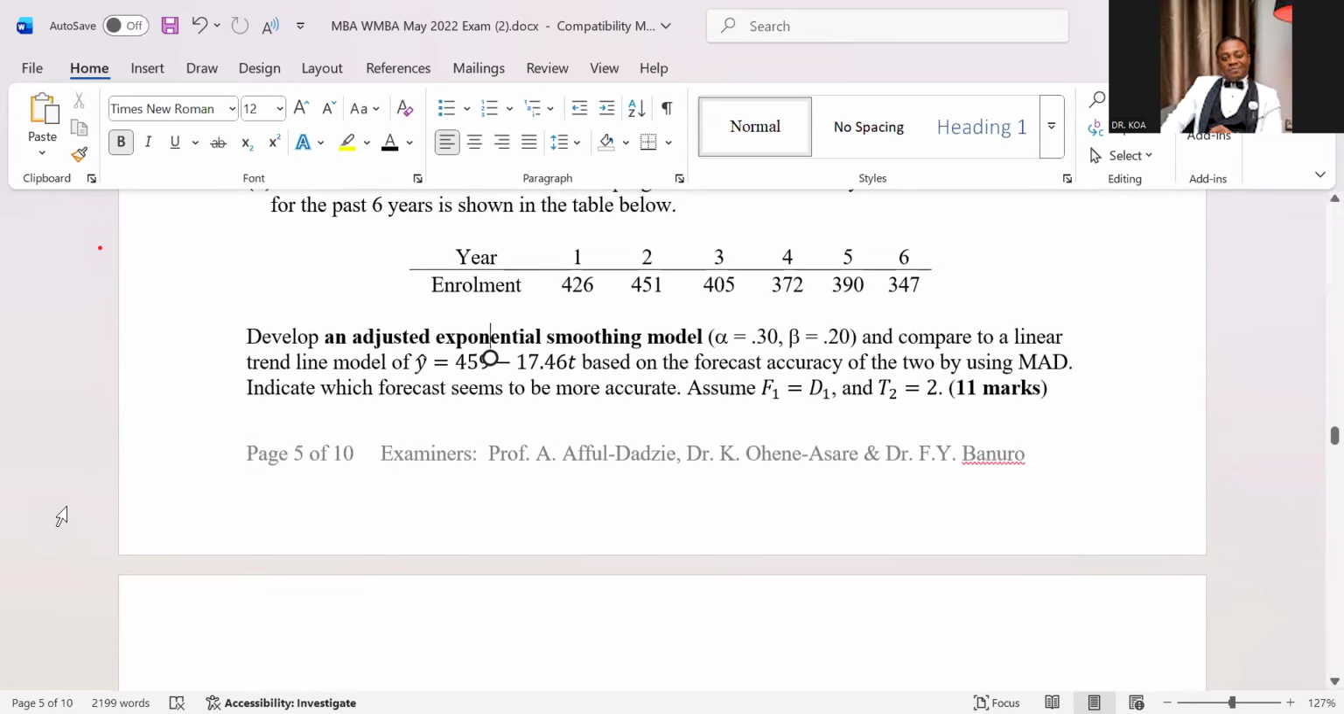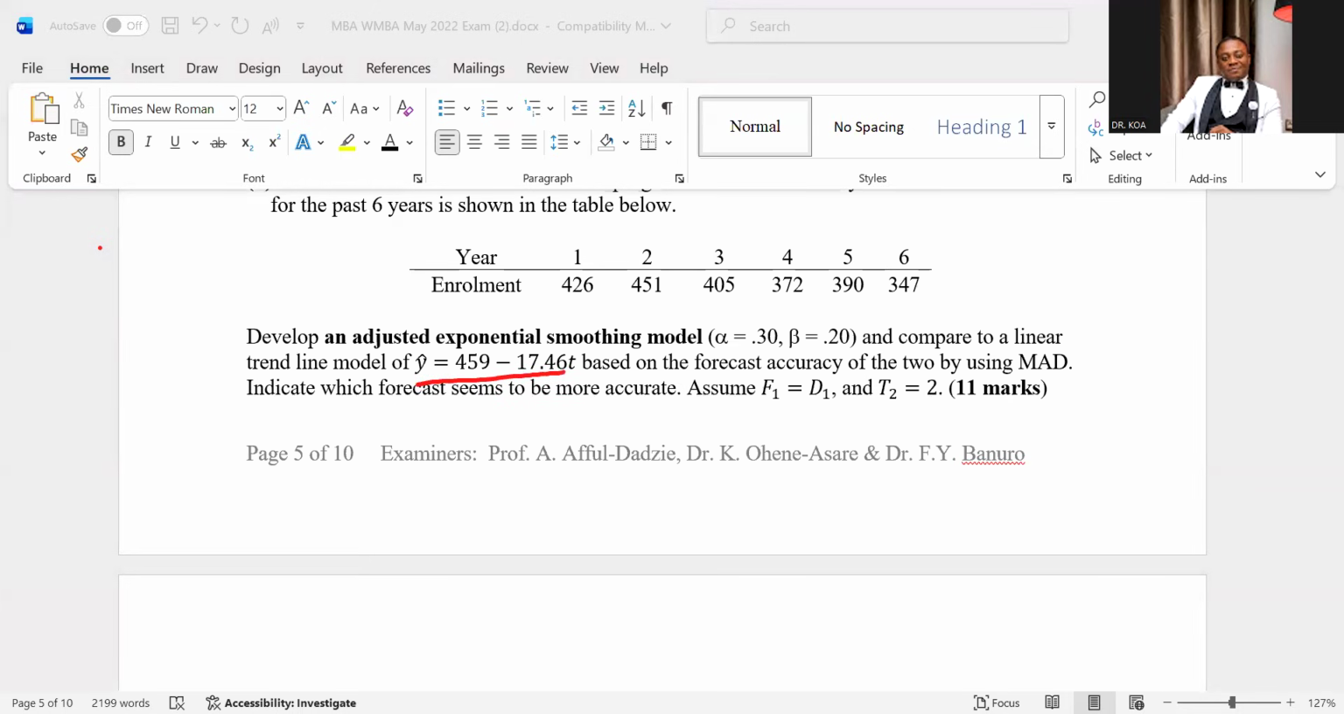So now the question on your screen says to compare it to the linear trend model, and the linear trend model was given to us. Based on this MAD, indicate which one is more accurate. So the question is, how do you do the trend line? Remember, the trend line has been given to us here. The trend line is what? It's this one here. That is a trend line.